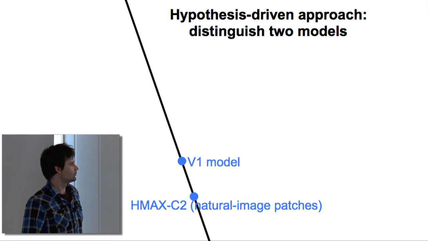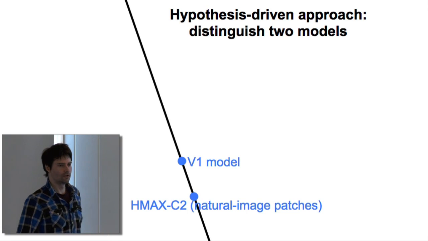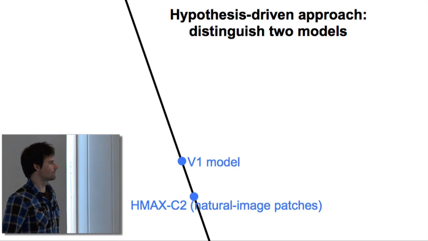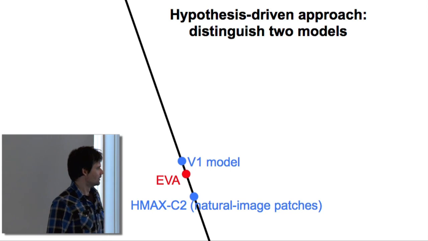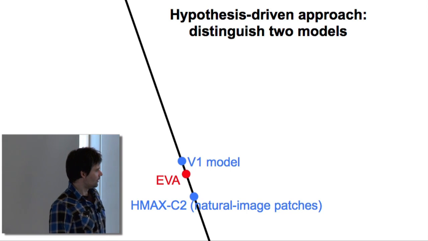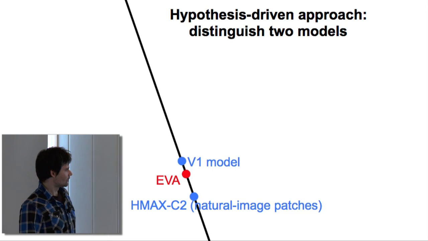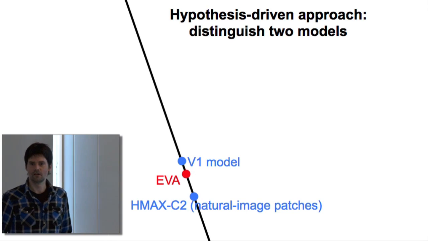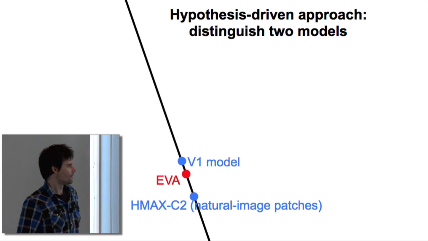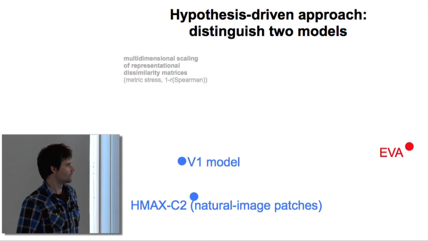Now we could say, okay, we just focus on this one dimension. We're taking a very hypothesis-driven approach. And then we get the data, for example, from the early visual cortex for central stimuli. And we see that it's closer to one than to the other, and we do some statistics on it and draw some conclusions.